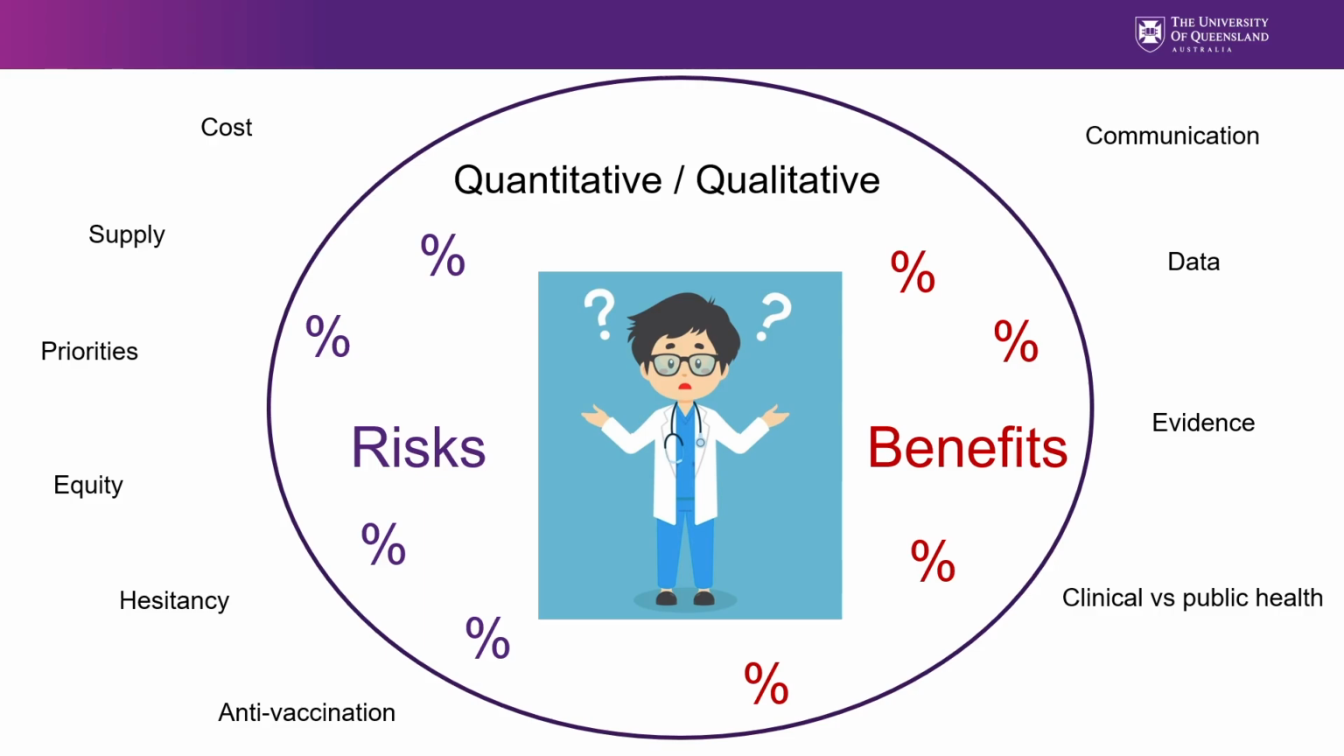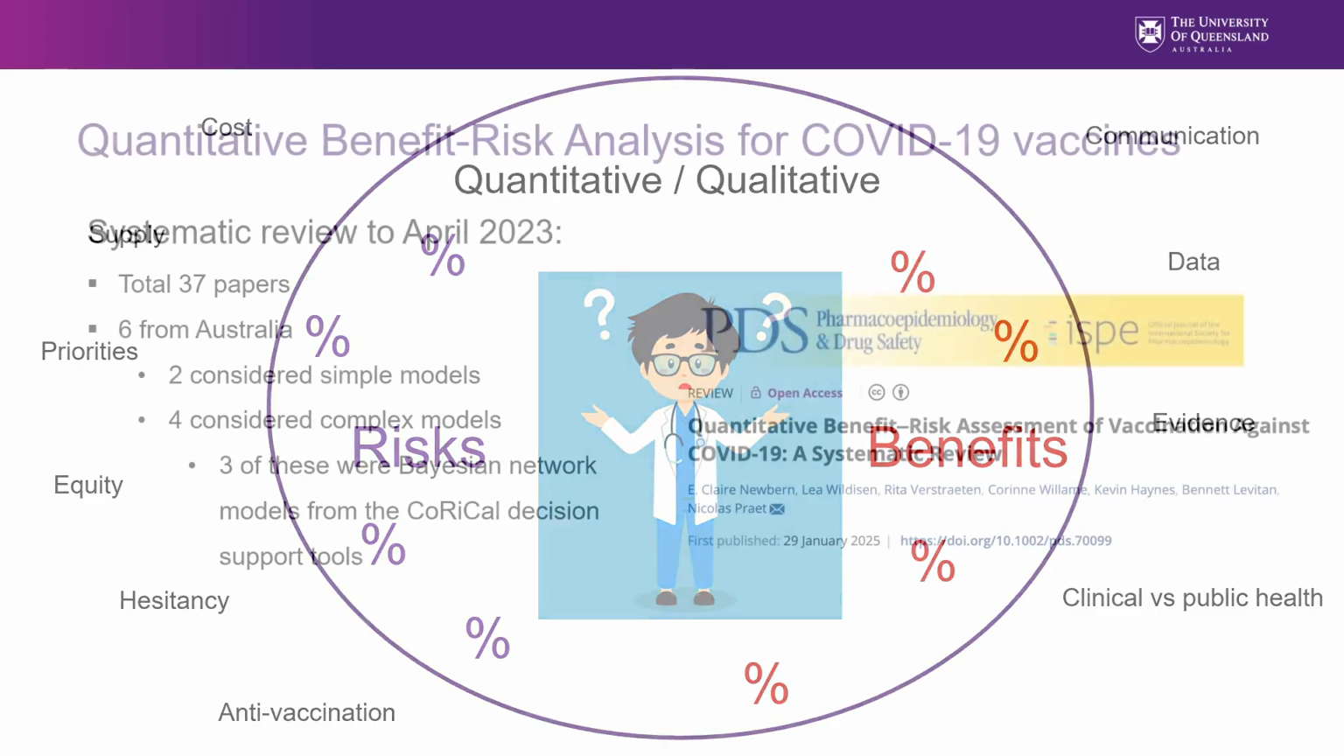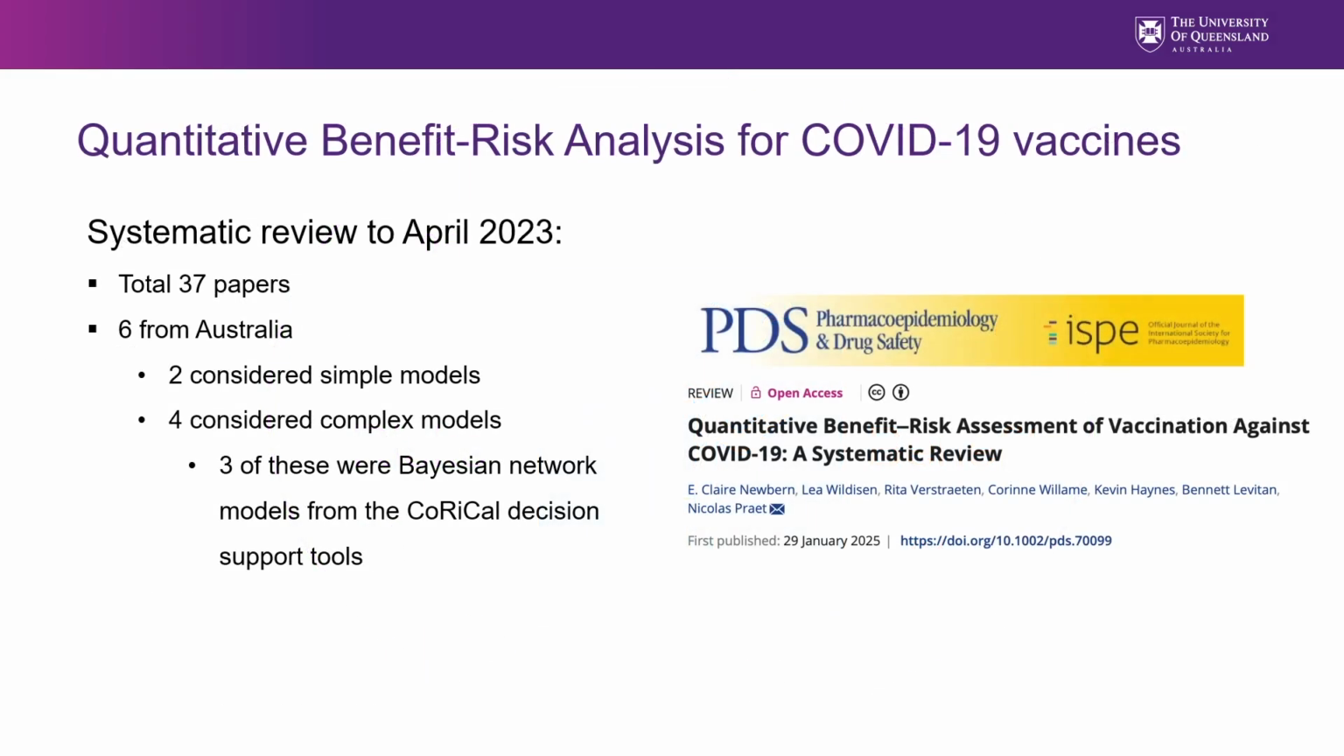And there are quantitative risk-benefit analyses and also qualitative ones. And today I'll talk mostly about the quantitative analyses, because that's what the CoRiCal tool is based on. So a couple of weeks ago, there was a publication on a systematic review of quantitative risk-benefit analyses for COVID-19 vaccines. So they reviewed papers up till April 2023, and they found 37 papers worldwide, and 6 of these were from Australia, which is great.